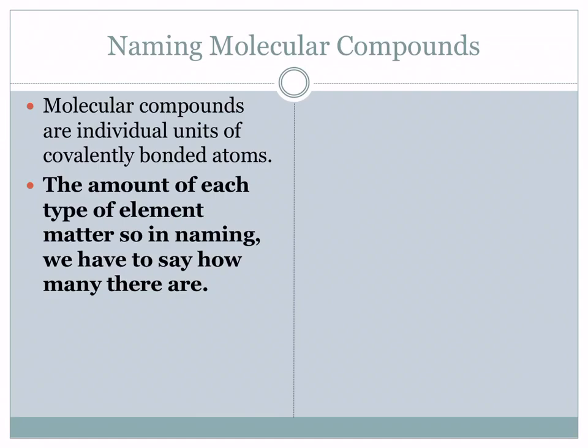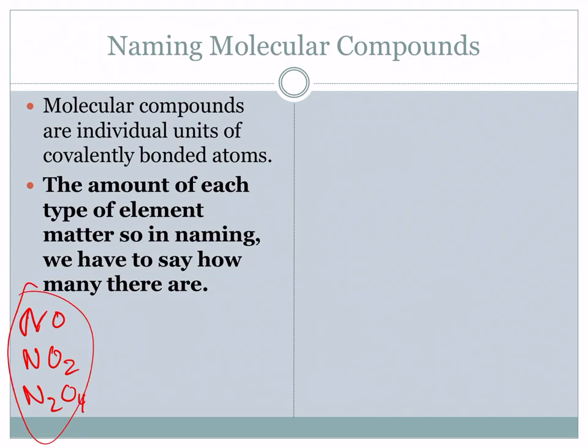So for example, sorry, my pen wasn't working. Nitrogen and oxygen can be in a lot of different ratios. This is just a few of them. So we need to keep that in mind with naming because there are so many different ways the same elements can bond together in a covalent compound. So that's why we need to say how many there are.